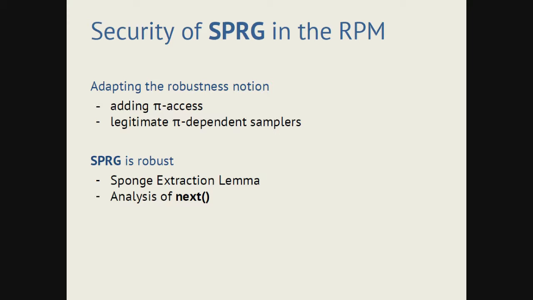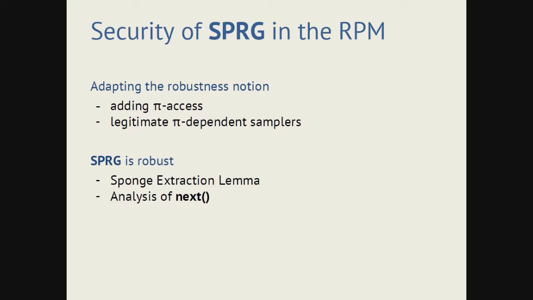And the main result of our paper is proving that this construction is indeed robust in the random permutation model. And to be able to do that, what we first have to do is actually to adapt the robustness notion into the random permutation model, because it was not formulated in this model. And there is also a technical contribution there that turns out to be important, and so I will talk about that first, how to adapt the model, and then I will tell you about the actual result and slightly sketch the proof.